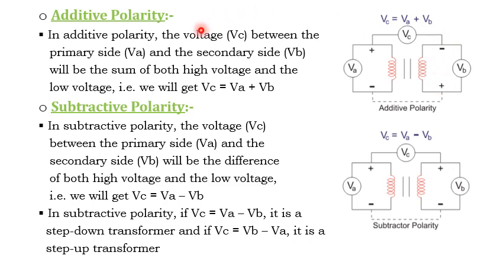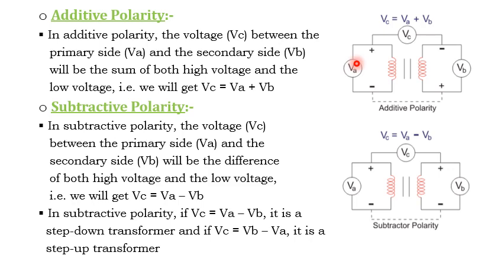In additive polarity, the voltage VC between the primary side and the secondary side will be the sum of both the high voltage and the low voltage. Here I just suppose to consider one side, it consists of the HV side, another side it consists of the LV side. Suppose if I consider the primary side it consists of the HV side, the secondary side it consists of the LV side. So on both sides the voltmeter is connected.